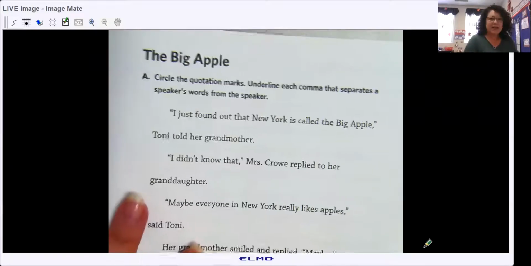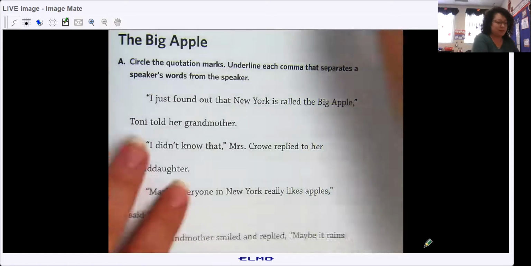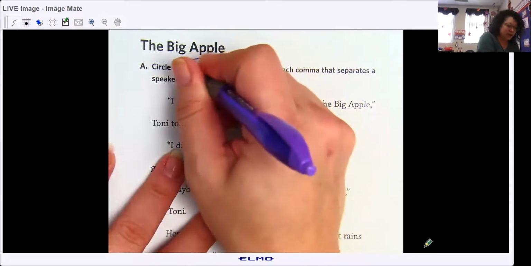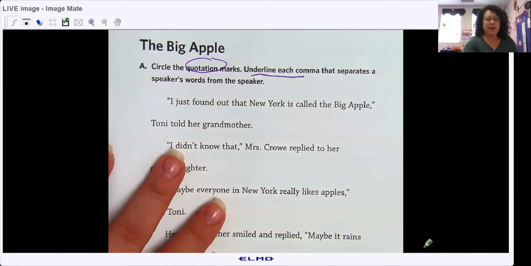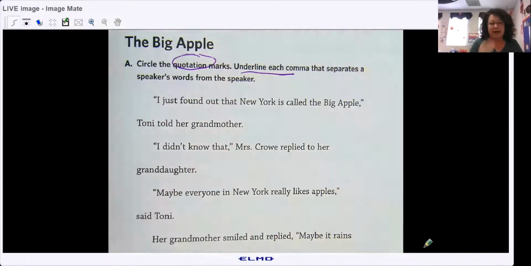85. Okay. Let's look at the directions together. The Big Apple. Circle the quotation marks. Oh, that pen doesn't work. Circle the quotation marks and underline each comma that separates the tag, the speaker's words, from the speaker. Remember, the speaker's our tag.